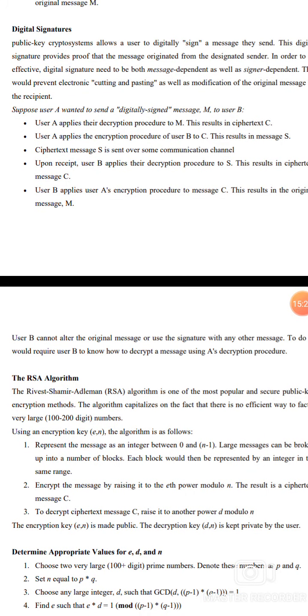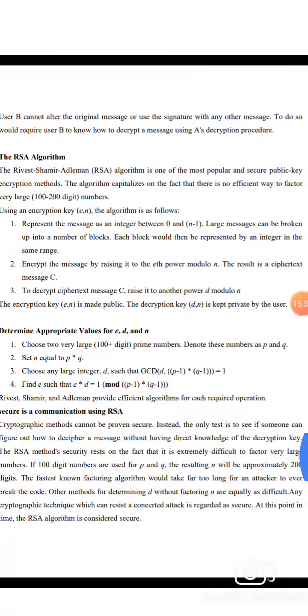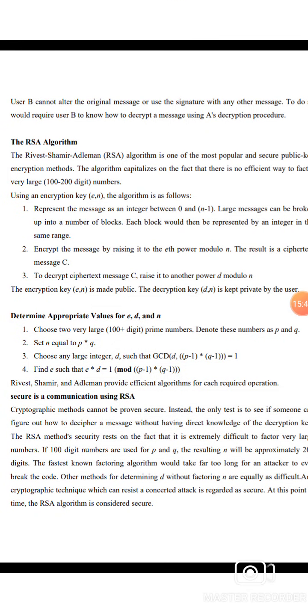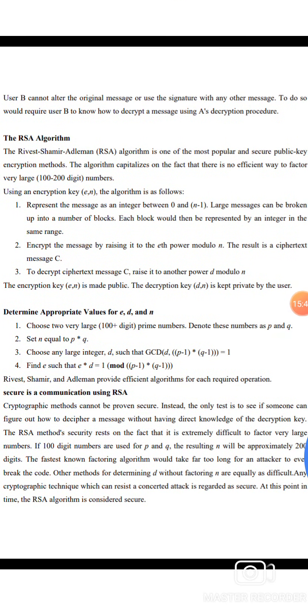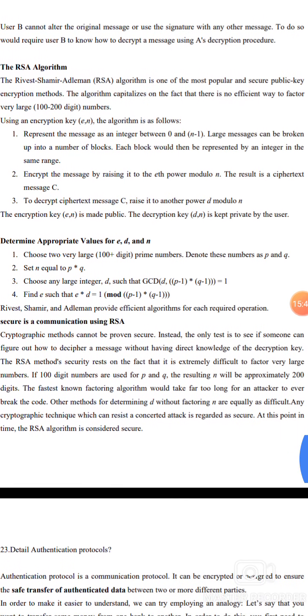The ciphertext message is sent over the communication channel. Upon receipt, user B applies a decryption procedure to S. The result is the ciphertext message C. The RSA algorithm, the Rivest-Shamir-Adleman algorithm, is the most popular and secure public key encryption method.